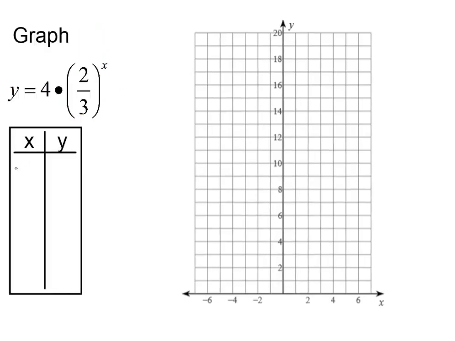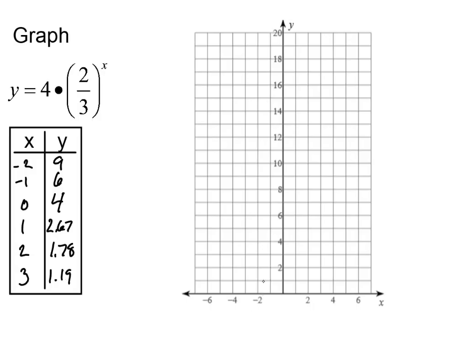Again, let's do a variety of x's. So let's do -2, -1, 0, 1, 2, and let's go up to 3 this time. When I plug in -2 into my function, I get 9. When I plug in -1, I get 6. 0 outputs 4. 1 outputs 2.67, 1.78, 1.19.